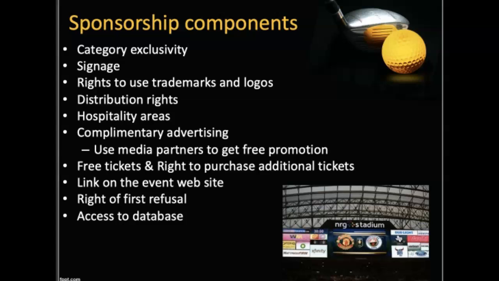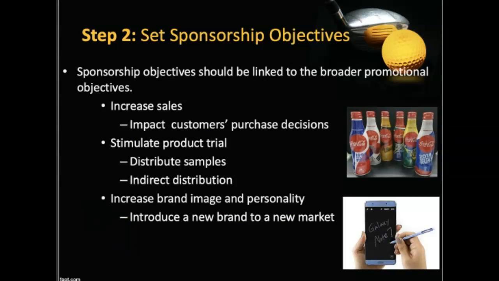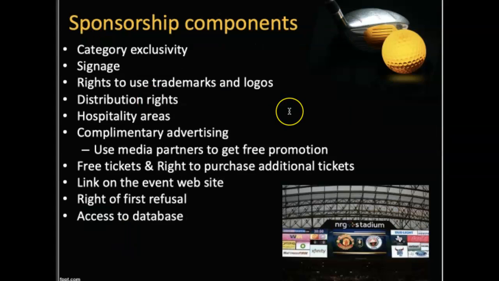The second thing is signage. Inside the stadiums, they will be able to show their brand, logo, and support, and we also give them the right to use the trademark and logos if they have a product they want to promote. Also, distribution rights mean that we allow them to sell products inside the events, inside the venues. And hospitality areas: if they spend a lot of money on this event, we can have hospitality areas and allow them to organize more activities during this event.